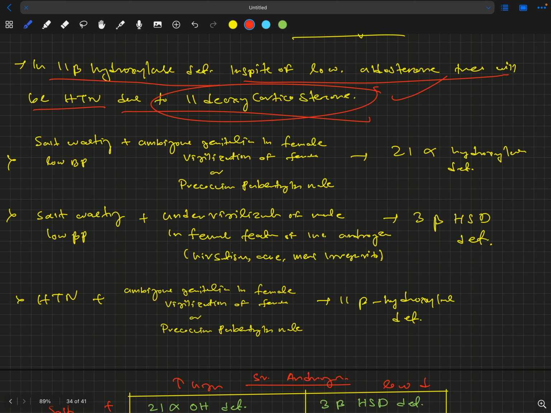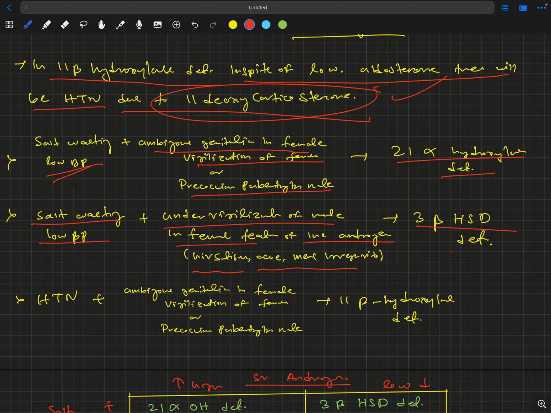Salt wasting or low BP plus ambiguous genitalia in a female, virilization of a female fetus, and precocious puberty in a male is due to 21 alpha hydroxylase deficiency. Salt wasting or low BP, undervirilization of a male, or in a female fetus increased androgen, hirsutism, acne, menstrual irregularities, is due to 3 beta hydroxysteroid dehydrogenase deficiency.